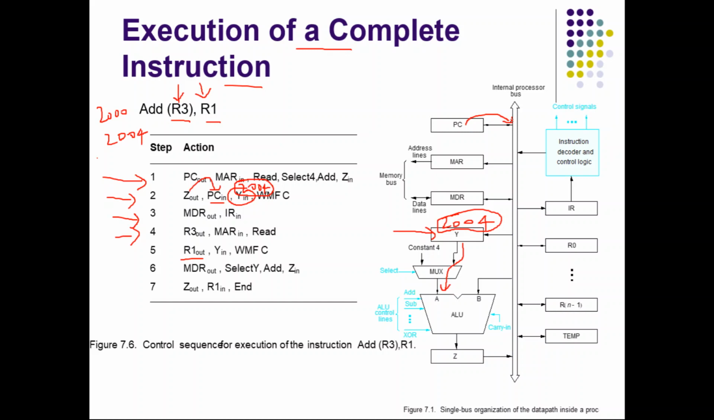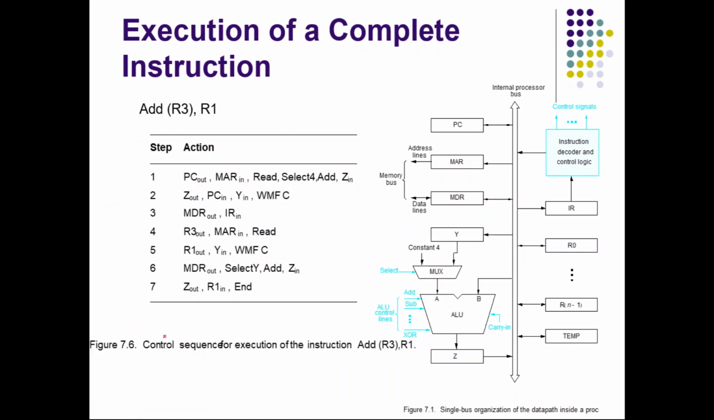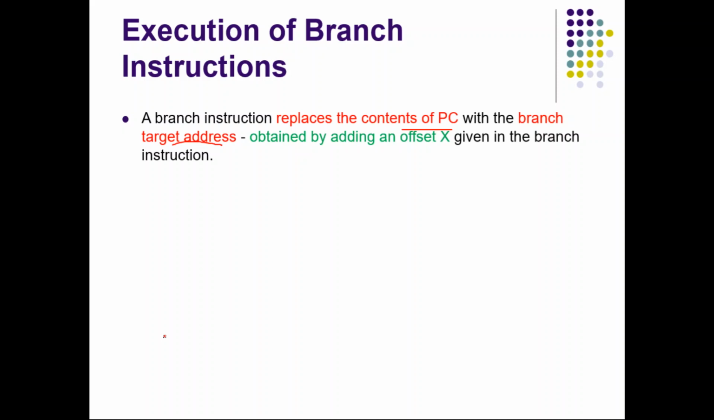Rather than saying PC out and then getting it, you can directly get it from Y. Because of that reason, Y was holding the address of the next instruction. Okay, fine. So actually that Y plays a role here. That is what I'm trying to say here. So what is the role of the Y?